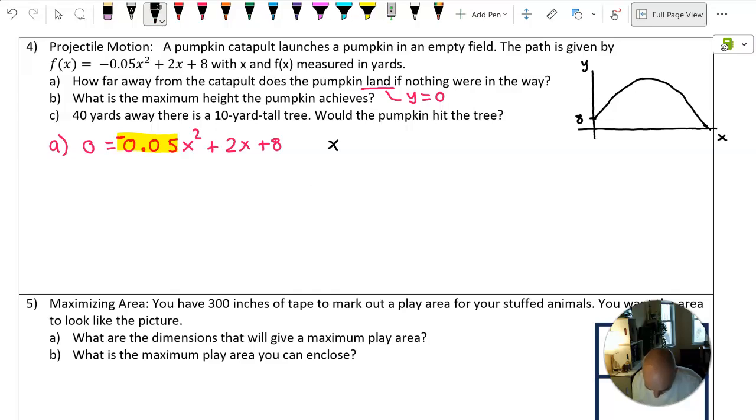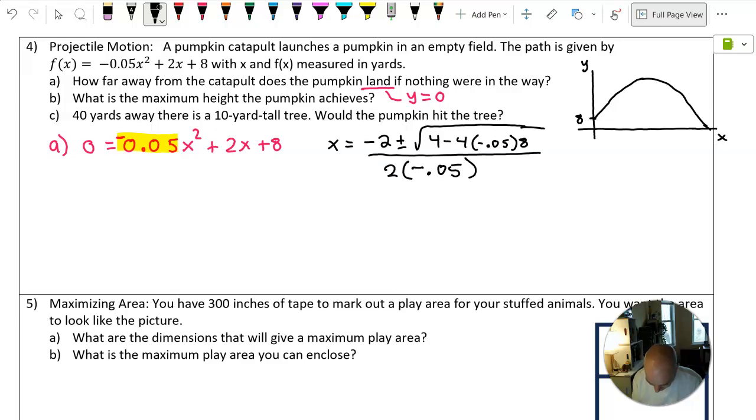So we're going to get x equals negative b, so that's negative 2, plus or minus the square root of b squared, so that's 4, minus 4 times negative 0.05 times 8, and then over 2a, so that's going to be 2 times negative 0.05. I mean, I know that's going to be negative 0.1. All right, let's go to the calculator and type that in and see what we get.